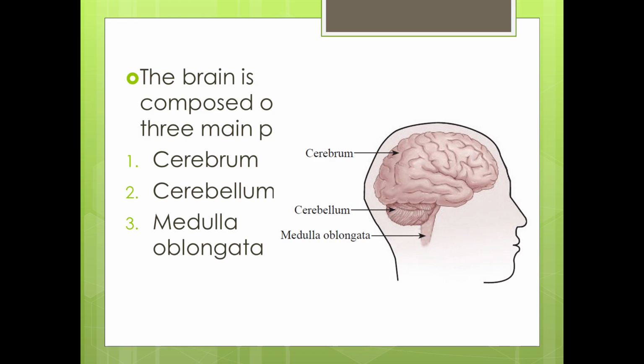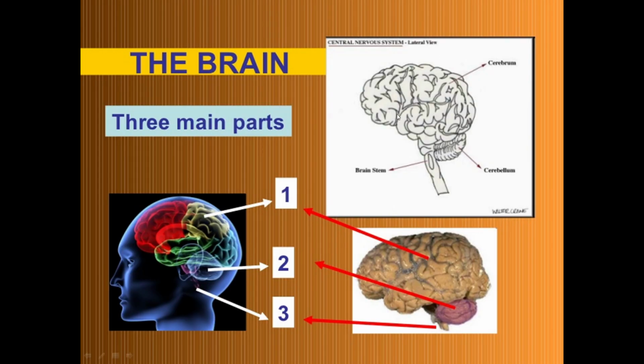If you take the human brain, there are three major parts: cerebrum, cerebellum, medulla oblongata. Be familiar with the words. Cerebrum is the largest part of the brain, the front part of the brain. Then this part is known as cerebellum. And this, the brain stem, which is connecting to the spinal cord, is known as medulla oblongata. All these three parts perform very important functions in your body: cerebrum, the largest part; cerebellum; and brainstem or the medulla oblongata.